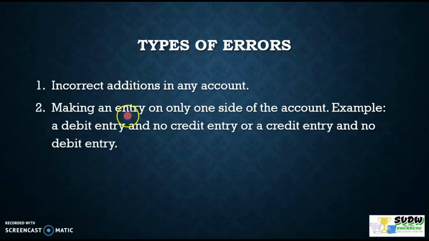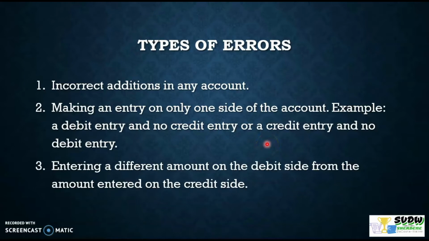Number two, making an entry on only one side of the account. For example, a debit entry and no credit entry, or a credit entry and no debit entry. So you sold goods to a debtor. Now there are two accounts we know that would have been our sales account and the debtor's account, but you only put information in the sales account and forgot to put the information in the debtor's account. So that would have caused the trial balance not to agree.